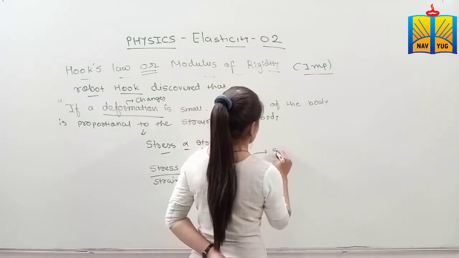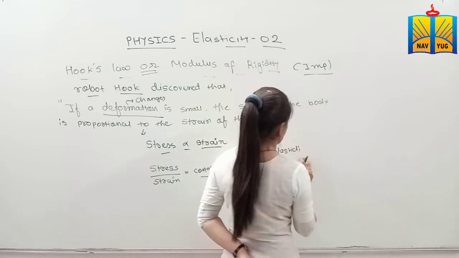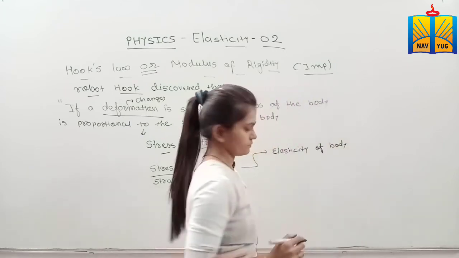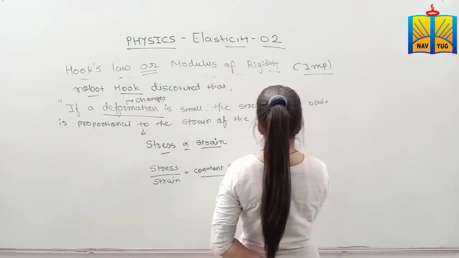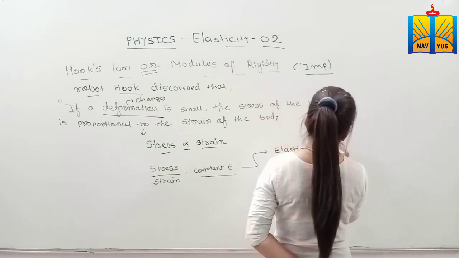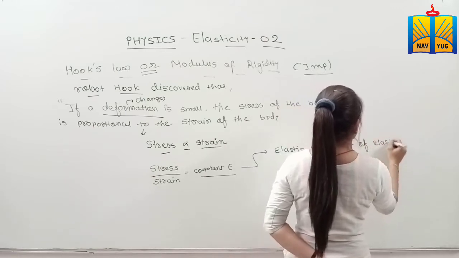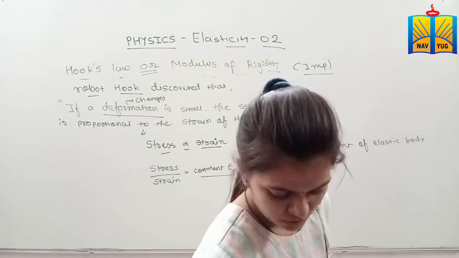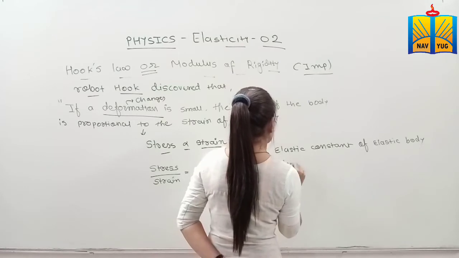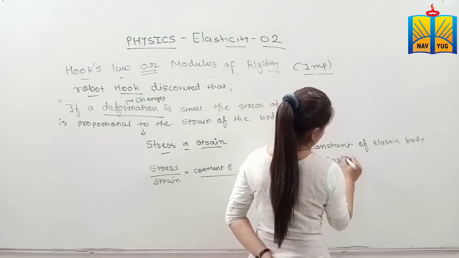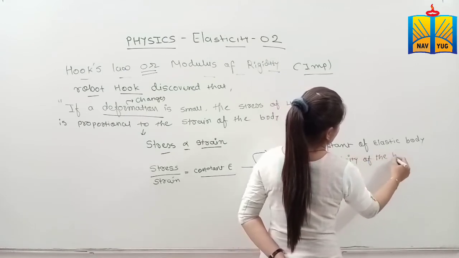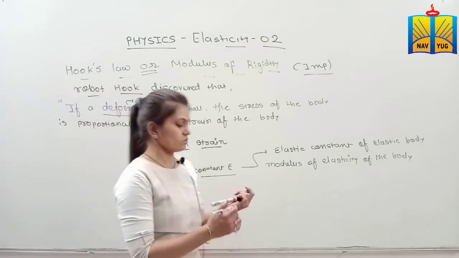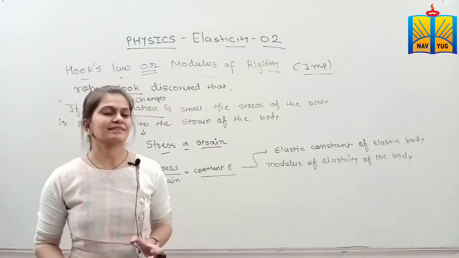The name of the E is the elasticity of the body, the elastic constant of the elastic body. Modulus of rigidity, I think. Next, that is modulus of rigidity. Yes, modulus of elasticity of the body. These are the names of this constant. Stress upon strain is equal to constant E, and the name of the constant is the elastic constant of the elastic body, or I can say modulus of elasticity of the body.